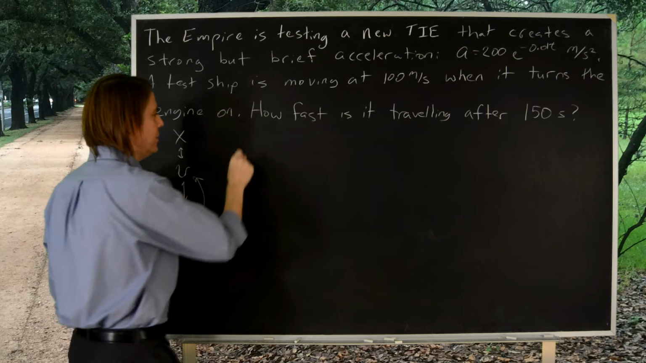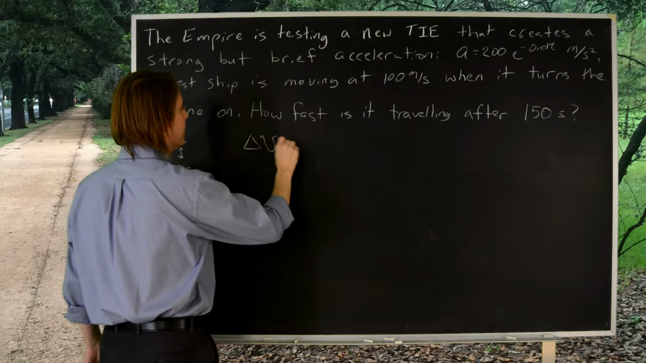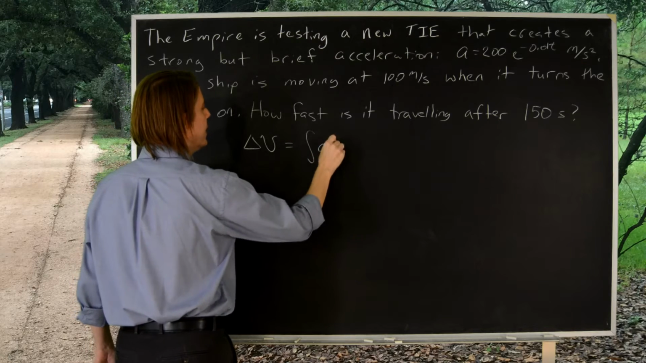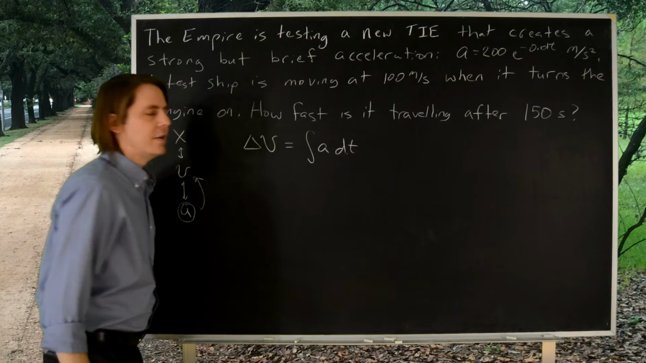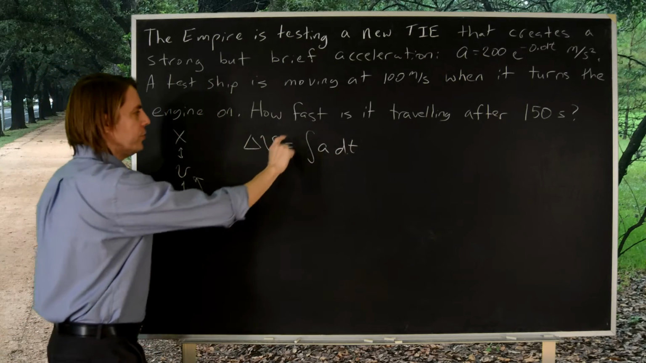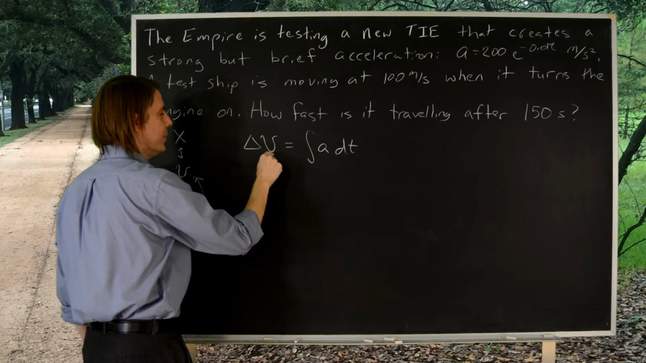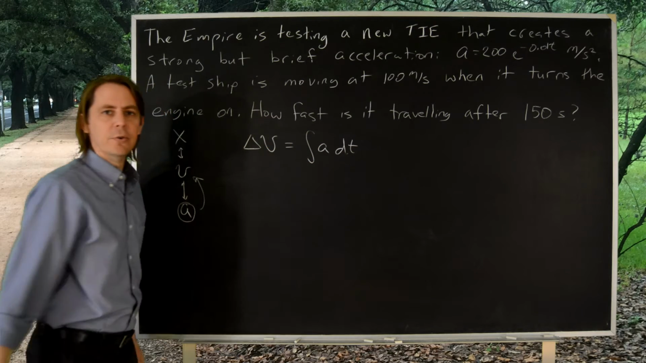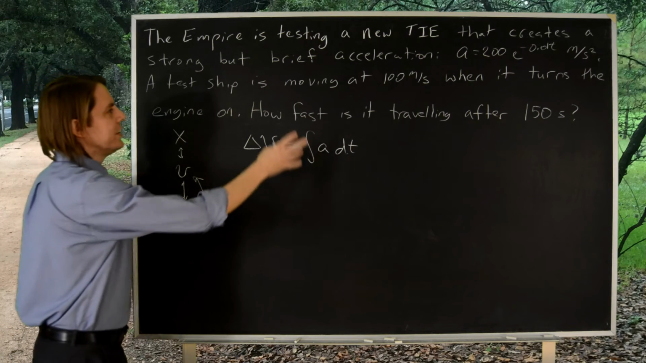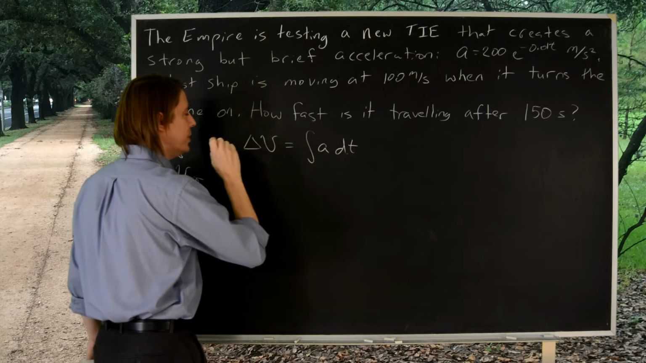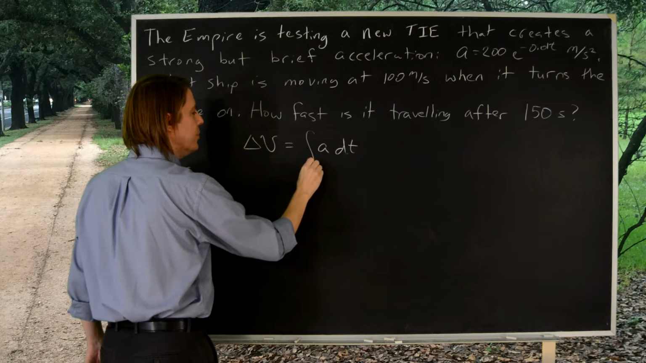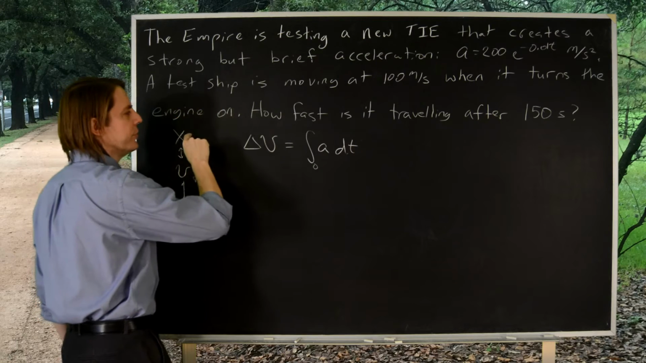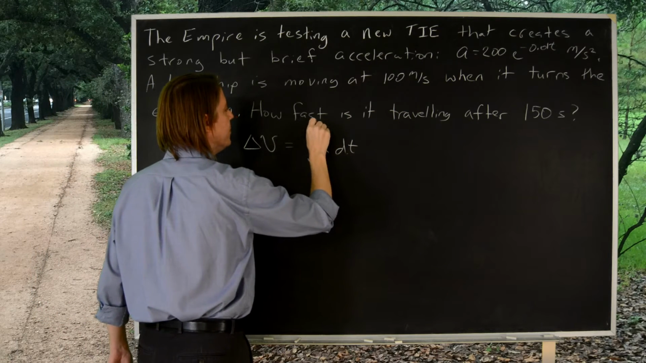And in fact, if you know your calculus, delta v is the integral of a dt between t1 and t2. So let's apply that to this problem. We're going to go from what we'll call t equals 0, when the engine was turned on, to t equals 150 seconds.